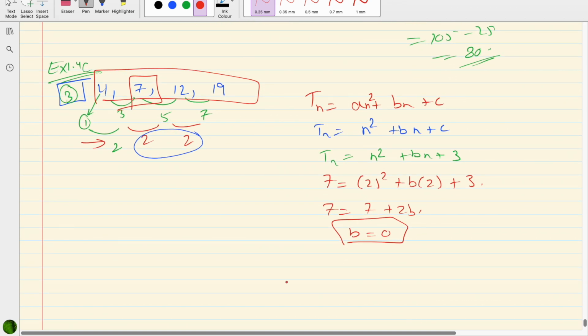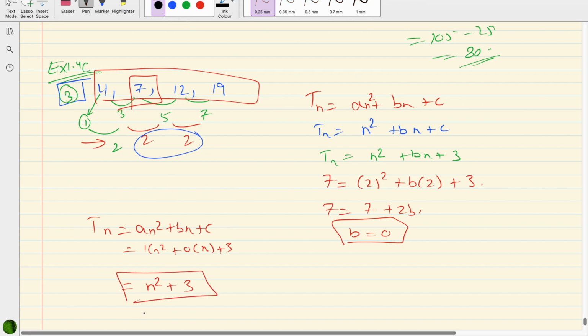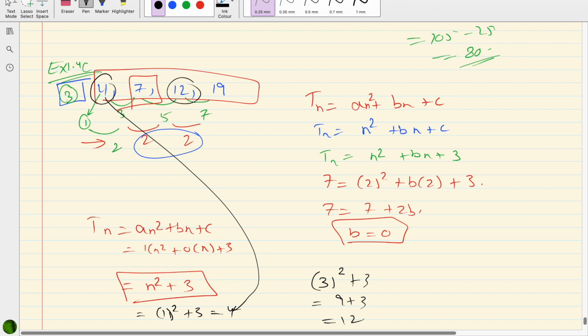I'm writing the formula. Tn is equal to an square plus bn plus c. We knew a was 1, n square, b is 0 and c is 3. So I can write n square plus 3. Now check if this is correct. If I plug in 1, what do I get? The first term. If I plug in 3, 9 plus 3 is 12. So I get the third term. So the formula is correct.